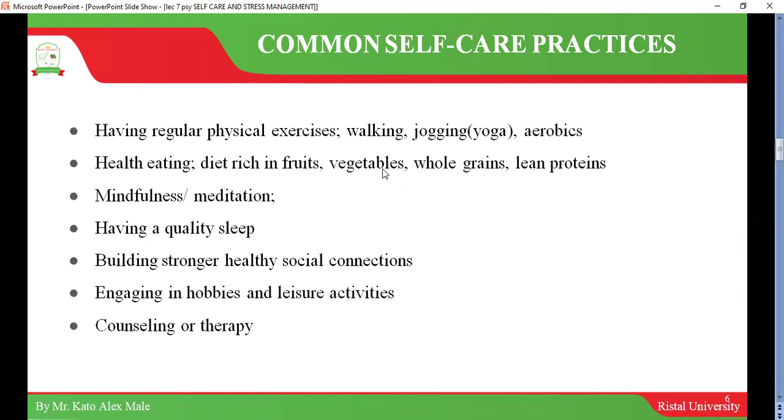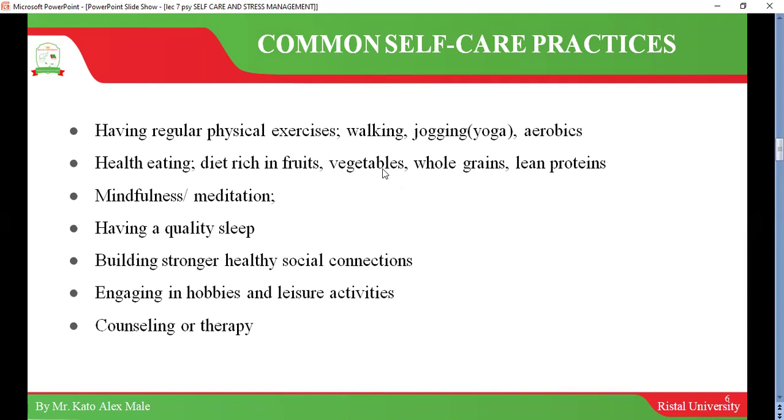Healthy eating as one of the strategies. Eat foods which are rich in fruits, vegetables, whole grains, and then lean proteins. Lean proteins are those meats without fats, with little or no fat content. Those are the lean proteins. You take meat with a very, very low fat content.